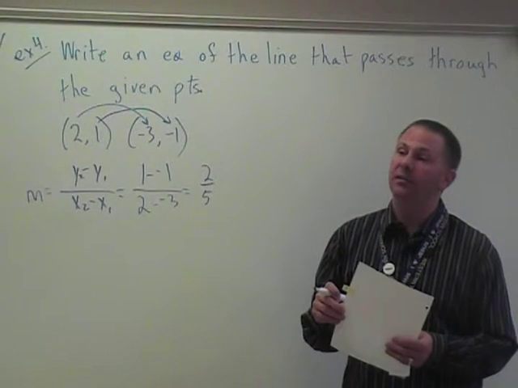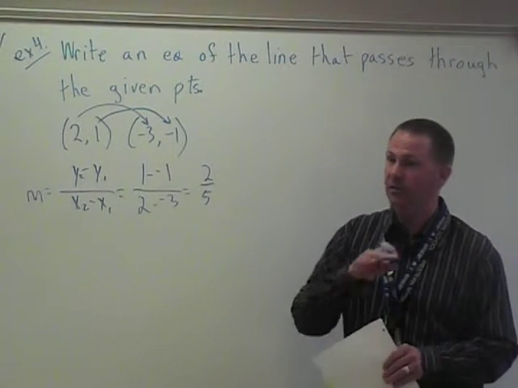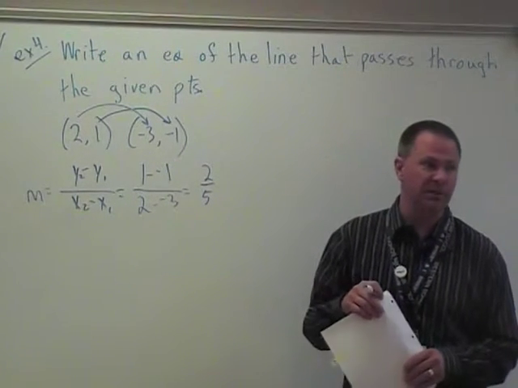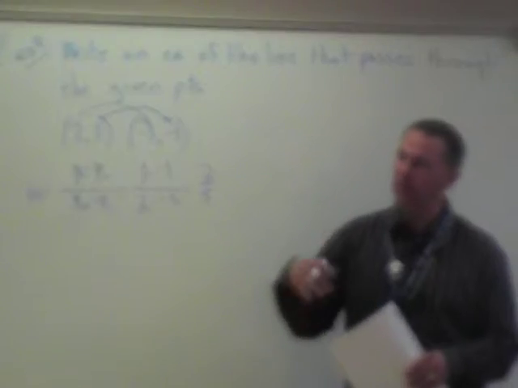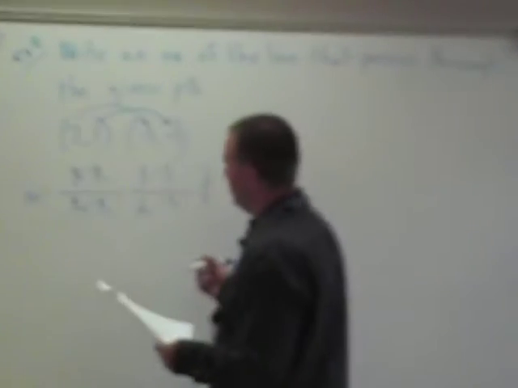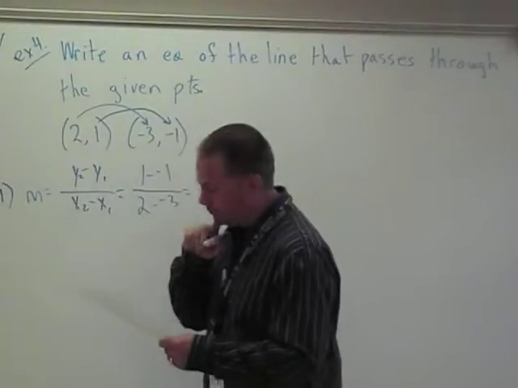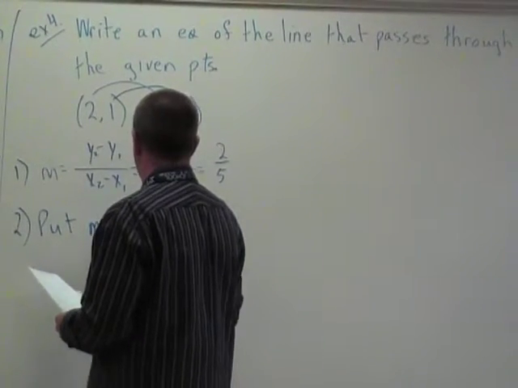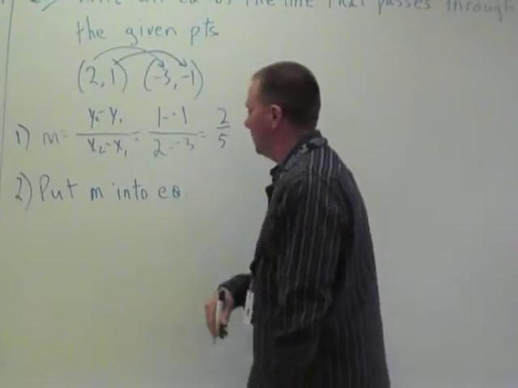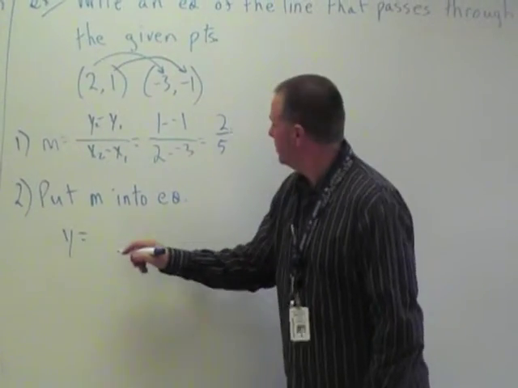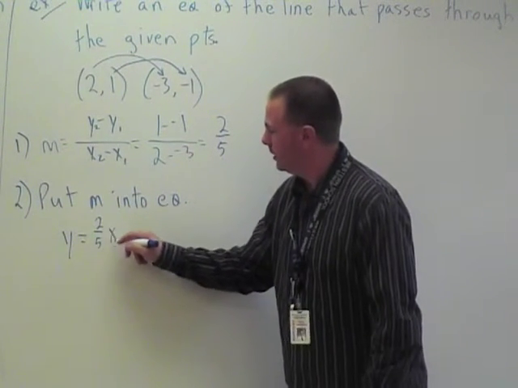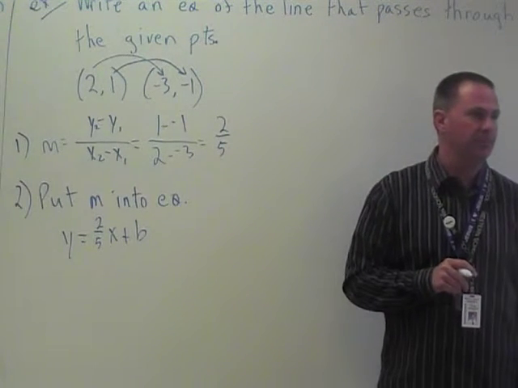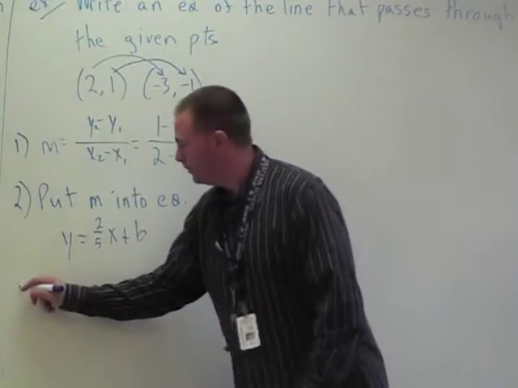And if you were to graph this, it doesn't cross at a nice, neat crossing, so you couldn't graph it and figure it out. You actually have to do the process I'm going to show you. Don't ever forget this process. So step number 1 was find the slope. Step number 2 is put m into the equation. Put the slope into the equation. So that would be y equals, slope is 2/5, x plus b. There, we just put it into the equation. Everybody understand that step?